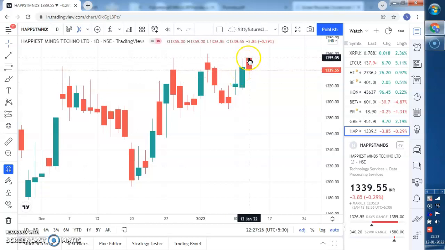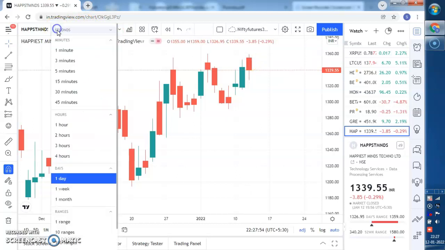Today it had opened higher at 1355 but closed at 1339, so it is a slight fall. So prices move like this only. They don't go up or down in a straight line. They are always moving up and down. So this is the candlestick. It gives us a summary of the price action during the entire day.